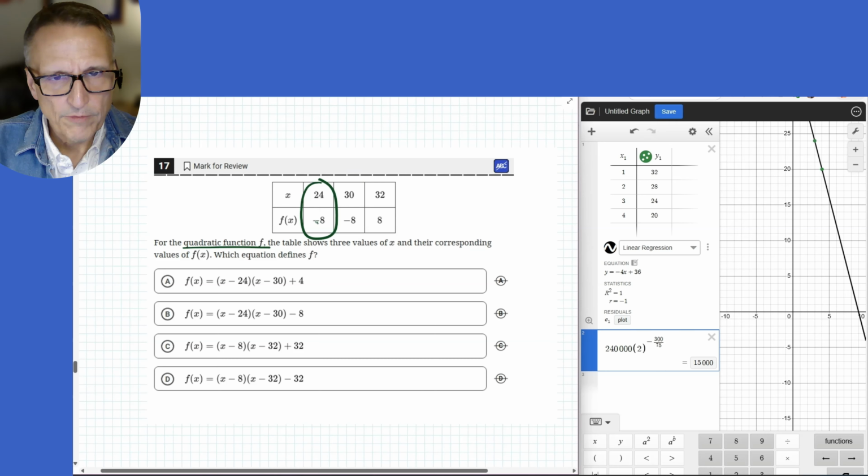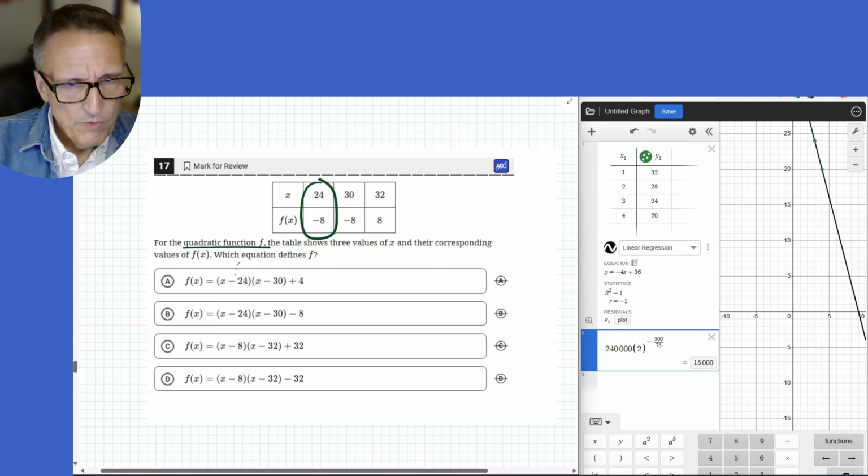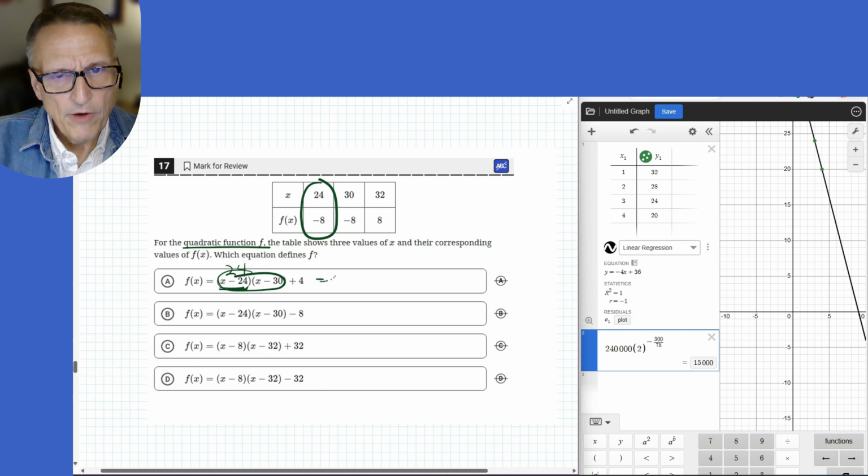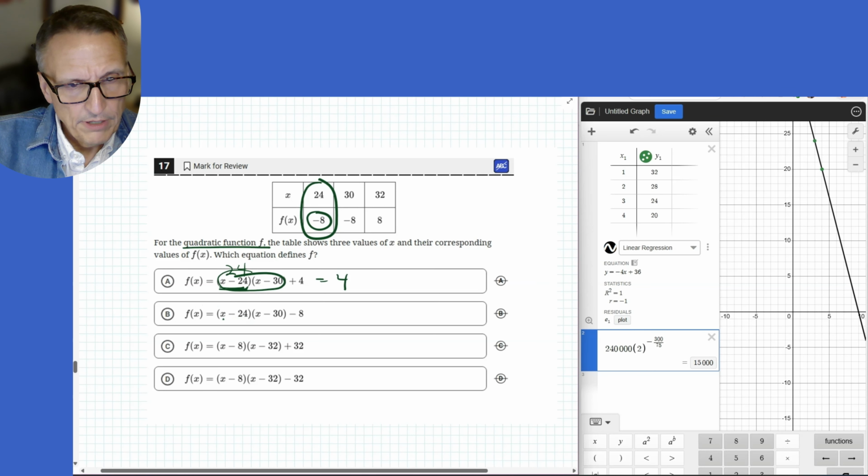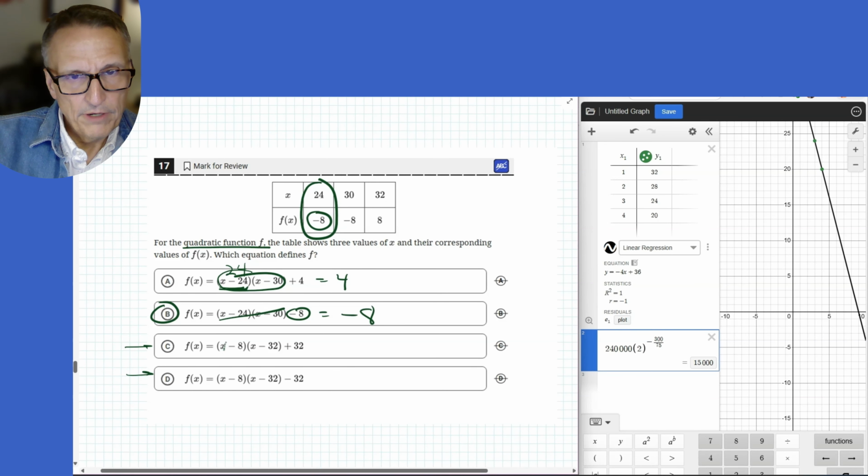We'll start with 24. When x is 24, we expect an output of negative 8. Well, if I stick a 24 into this function, that 24 will make this 0, which will then make this entire product here 0, and my output would be 4 instead of negative 8. When I get to answer B and I plug in 24 for x, it does knock that out and it gives me an output of negative 8. And so B is going to be my answer. If you try these other answer choices right here and plug in a 24, you'll see that you're not going to get an output of negative 8.